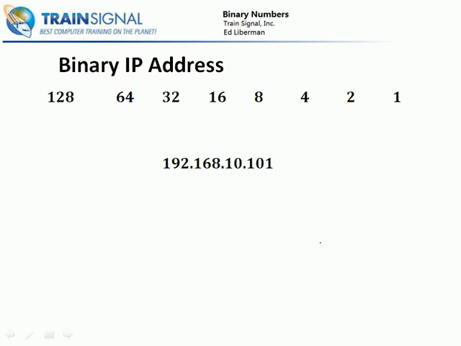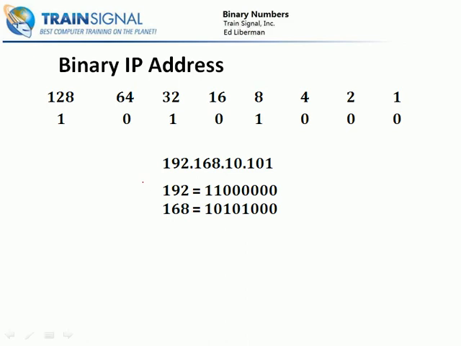So let's take a look at an actual IP address. Here I have 192.168.10.101. Well, what we need to do is take each one of those 4 numbers and convert them to binary. So if we start off with the 192, you'll see here that 192 would convert to 11000000. Why is that? Well, 128 plus 64 would equal 192. All right, so now let's take 168, and 168 converts to 10101000. Again, because 128 plus 32 plus 8 equals 168.